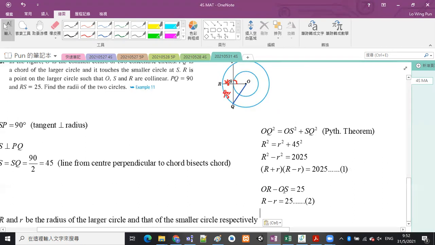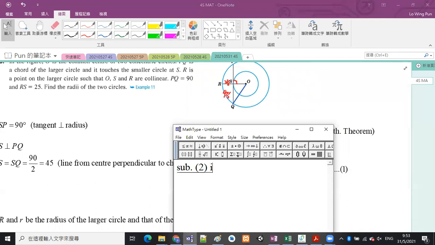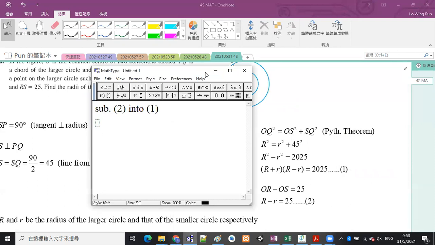So I know that big R minus small r is equal to 25. Then I just put this 25 into this part. I can calculate big R plus small r. Just substitute equation 2 into equation 1. And then we got this. Big R plus small r, and then times 25 is equal to 2025. And then we just divide the 25 to the right-hand side, and I'll get big R plus small r is equal to 81. And call this equation 3.